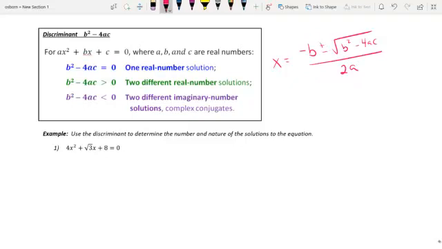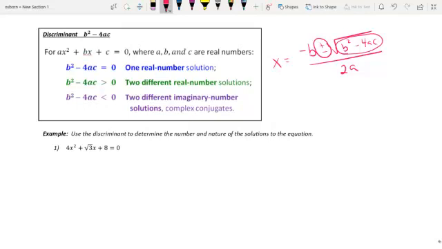However, if b squared minus 4ac is greater than 0, then what you're doing is you're taking the square root of a positive number. So it'll give you a real number solution. The reason why there are two is because of the plus or minus. Similarly, if you've got b squared minus 4ac and it's less than 0, you would have two imaginary number solutions. Keep in mind that they'd be imaginary because you'd be taking the square root of a negative number.